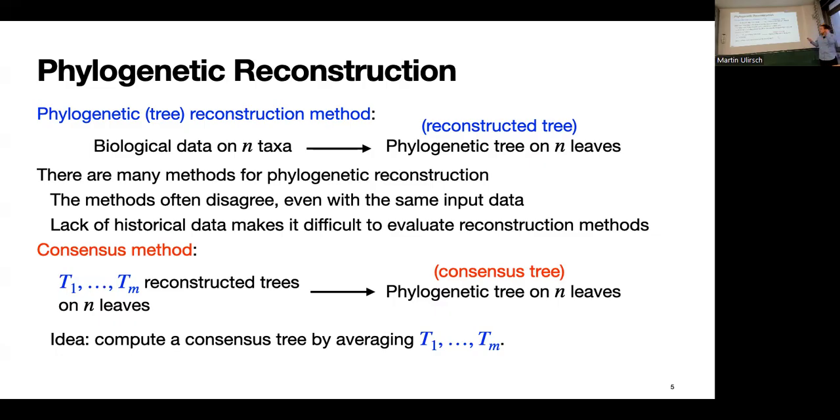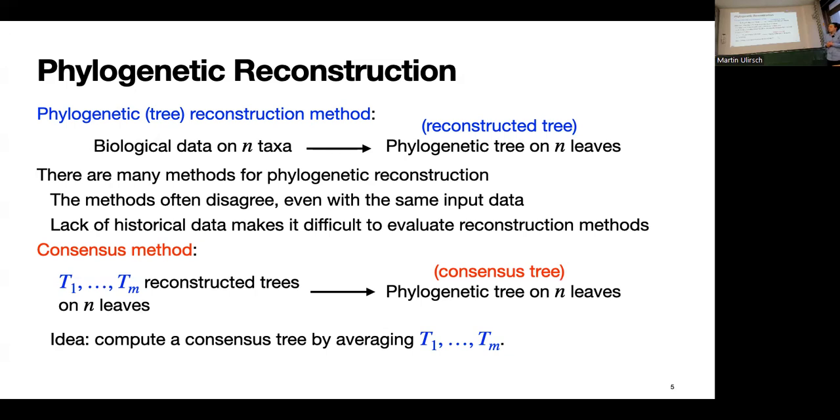And so one solution to this is to use a consensus method. I look at a bunch of different reconstructed trees that were reconstructed from different methods, and I try to see where they agreed on the evolutionary relationships and where they definitely said that this relationship couldn't have occurred. And from that, I can construct a consensus tree.